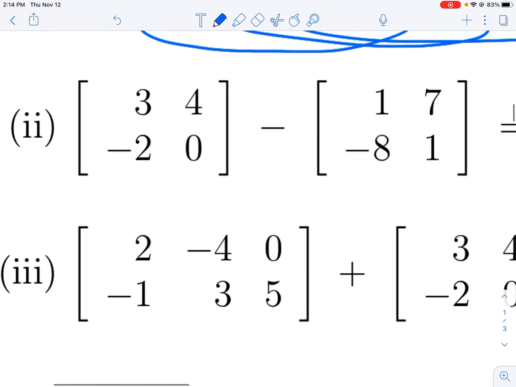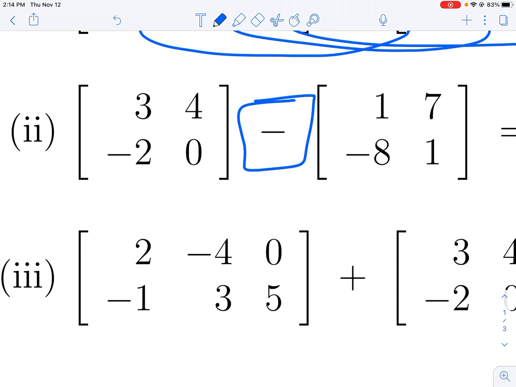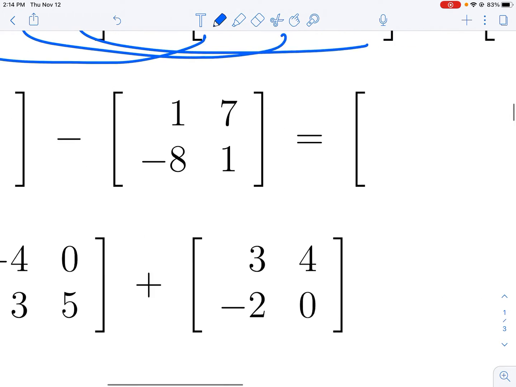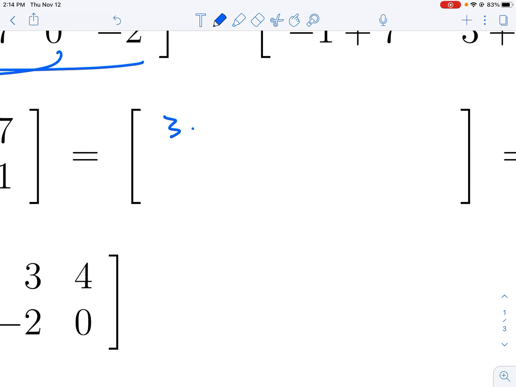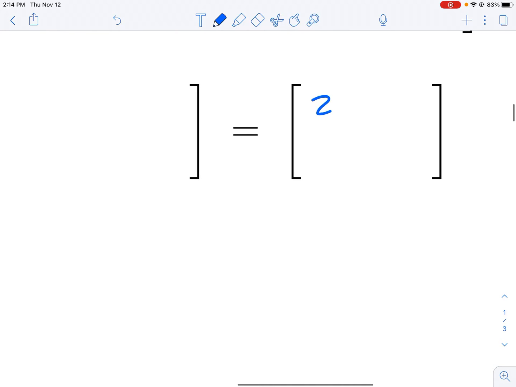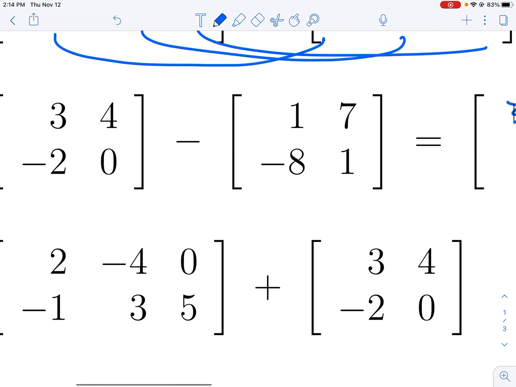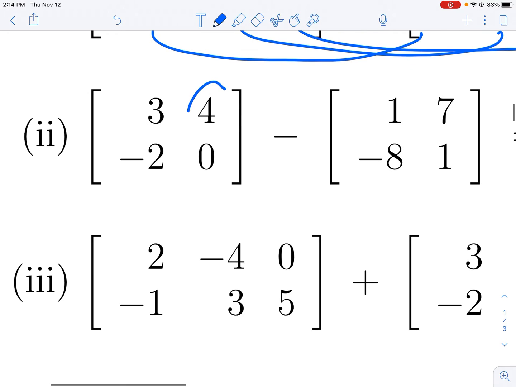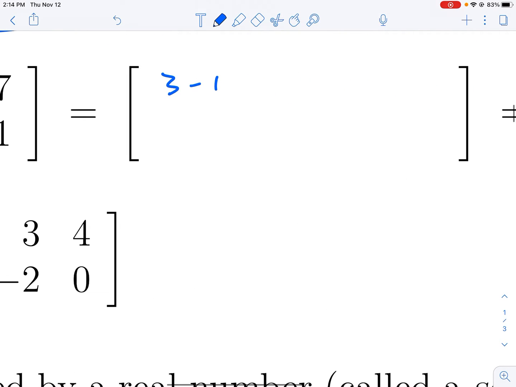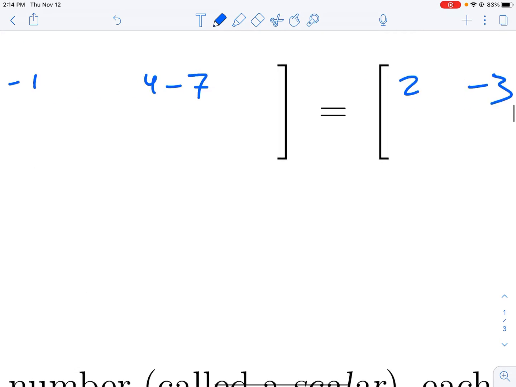Let's show what subtraction looks like. This one is subtracting. So you're going to do the first element, subtract the second one. What is 3 minus 1? Hopefully you said 2. Yeah, so this first one's 3 minus 1, which is going to be 2. And then my next one, I got 4 minus 7. So if I was writing out all the work, I got 4 minus 7, which is going to be -3.